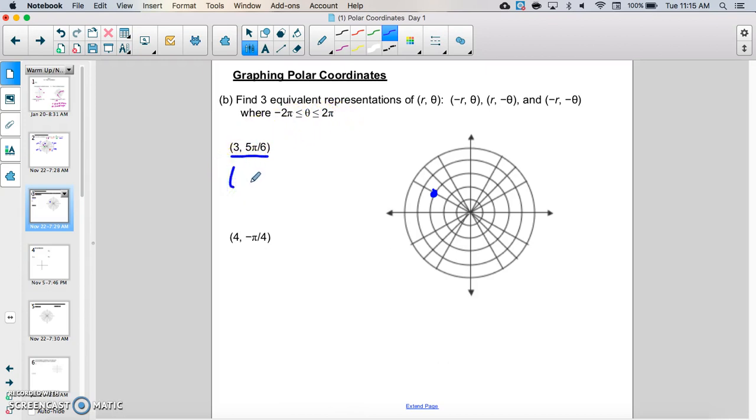So let's start with, let's do -3. If I start at -3, my easiest one that I can see is if I go in the negative direction of pi over 6, that'll hit the same dot. So -3, pi over 6 would hit the exact same spot.